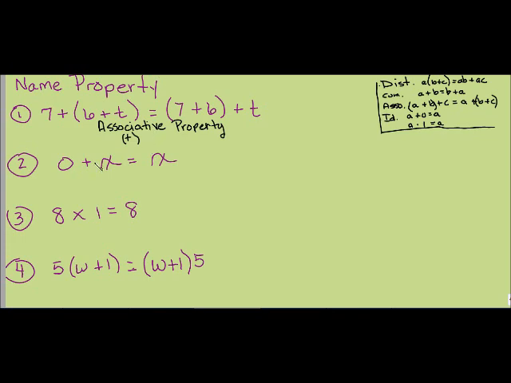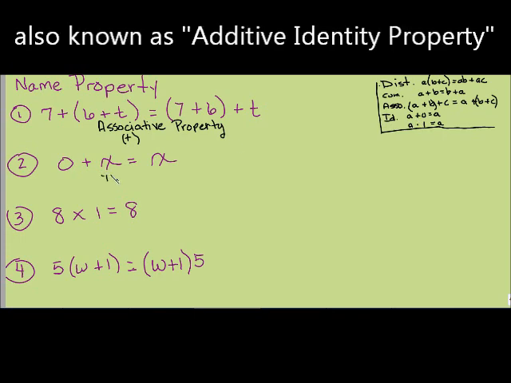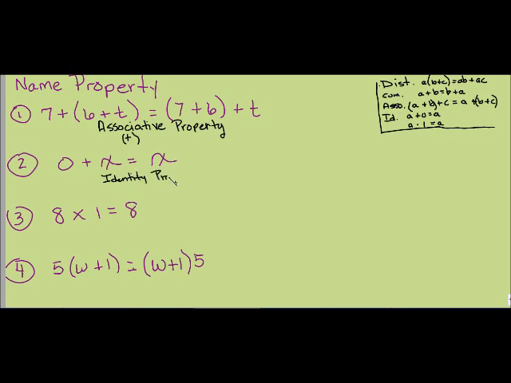Number 2, 0 plus x gives me x right back. The only property I have to do with 0 is my identity property, and that's because I get my variable right back, the same variable. And the same with this one. 8 times 1 equals 8. I'm getting the 8 right back. Anytime I multiply any number times 1 or any variable times 1, I get it back. So this would be the identity property.